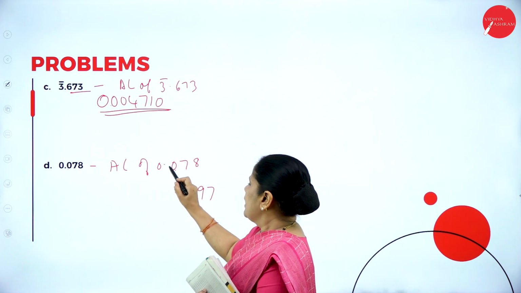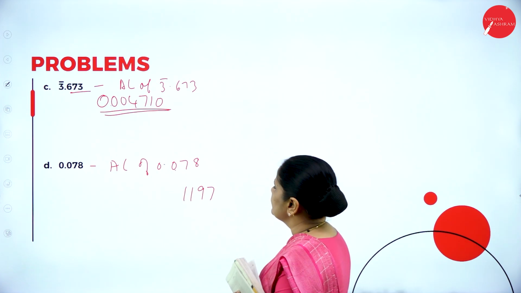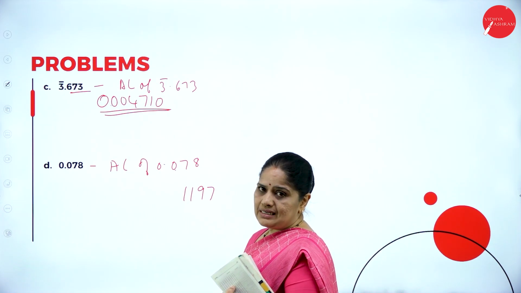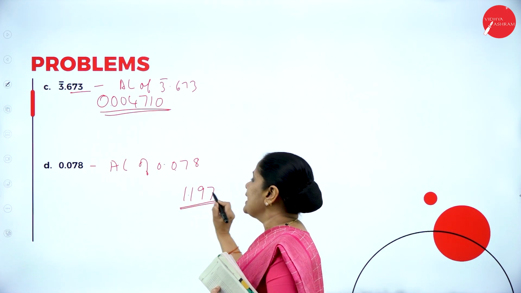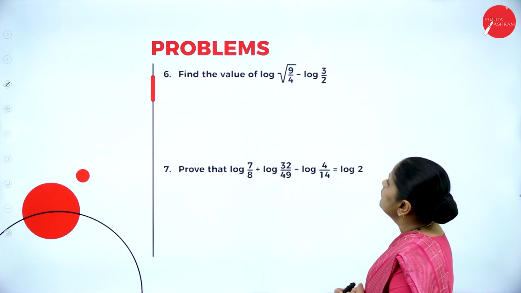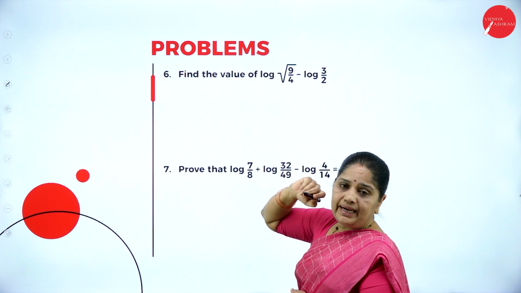Now before the decimal point, we have this 0. So we add 0 plus 1 is 1. So I write it as 1.197. Next, find the value of log root of 9 by 4 minus log of 3 by 2.